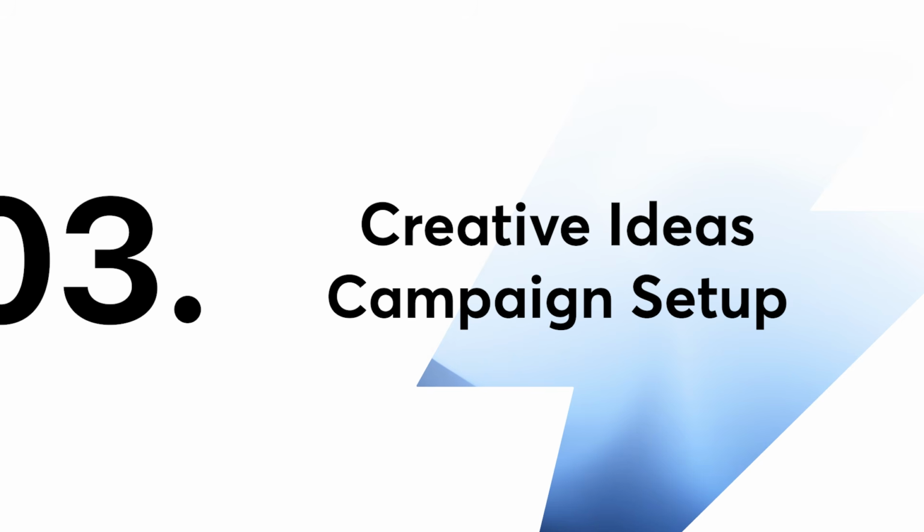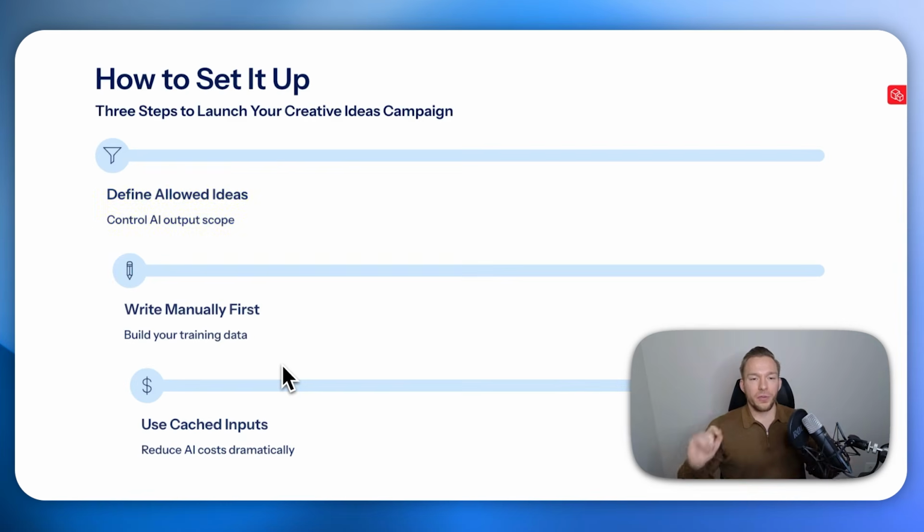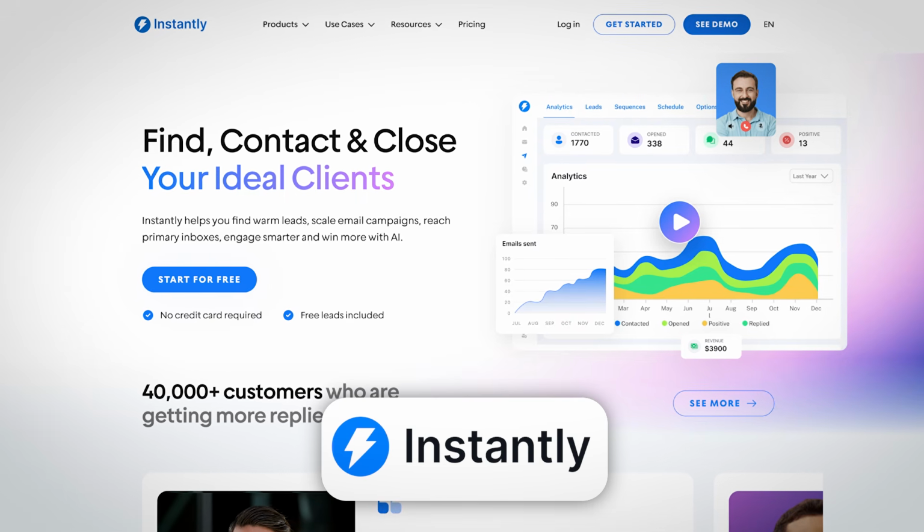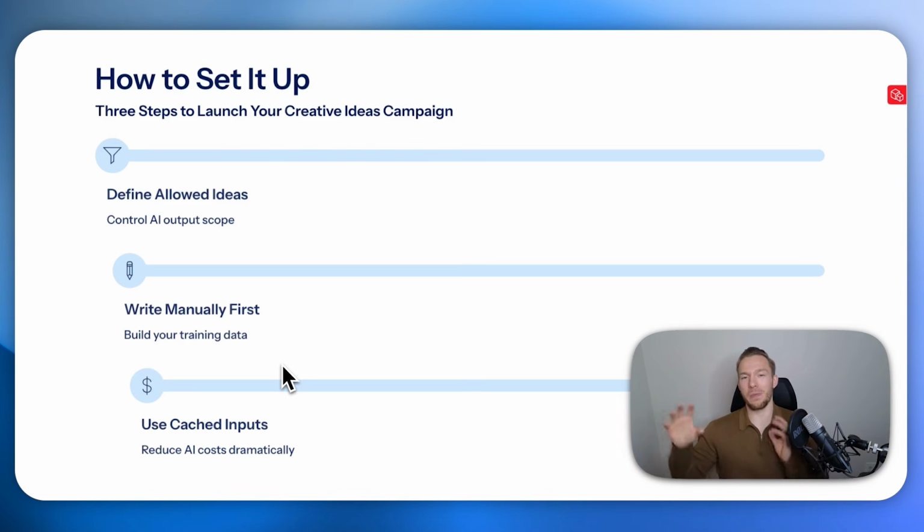And so this is the framework of how we set up the Creative Ideas campaign. So first, we define the allowed ideas. When we first came up with the strategy for Instantly.ai, we copied and pasted it and brought it over to another company. It crushed. It was one of the best campaigns we ran for them. But then it started coming up with these ideas that, while technically possible, were so complicated that the software development company didn't want to fulfill on them.